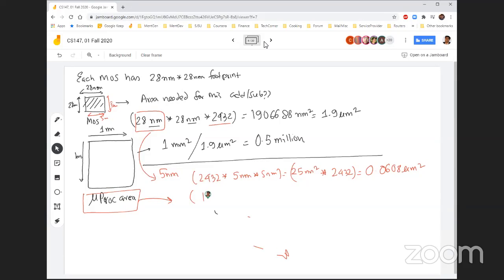This means on the same die area, 1 millimeter by 1 millimeter square, you can now pack 1 millimeter square divided by 0.0608 micrometer square, which is about 16.4 million of these devices onto that small area of 1 millimeter by 1 millimeter die or piece of silicon.